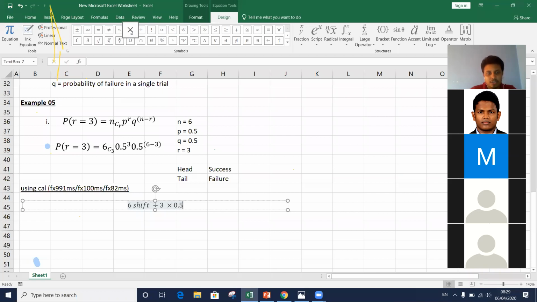Right, then you need to multiply it by the value of p, 0.5, then to the power, කැල් එකේ අර තියෙන කොකා to the power 3, right. Then again multiply it by the value of q. Q value is 0.5 to the power 6 minus 3. ගහනව නම් open a bracket then have 6 minus 3, otherwise you can directly have 3 here. කෙලින්ම 3 දෙන්න පුළුවන්, right, and then equals.